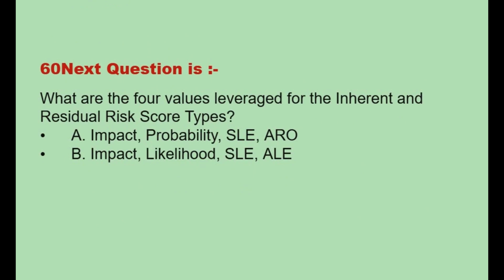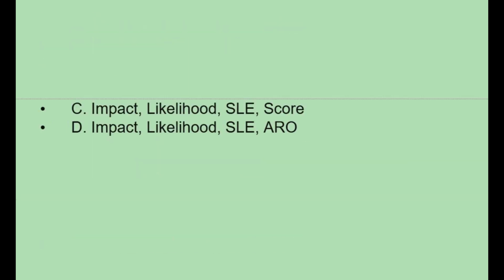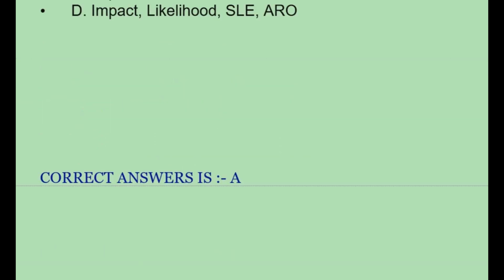Question is, what are the four values leveraged for the inherent and residual risk score types? Option A, impact probability, SLE, ARO. Option B, impact likelihood, SLE, ALE. Option C, impact likelihood, SLE, score. Option D, impact likelihood, SLE, ARO. Correct answer is option A.